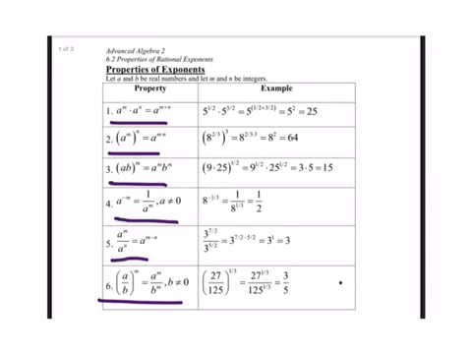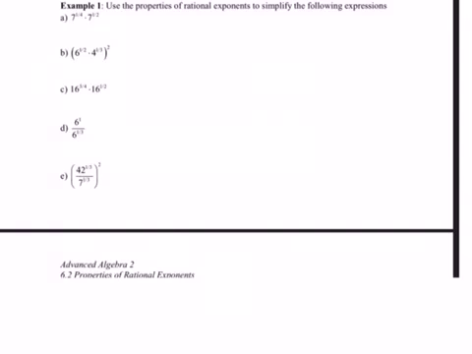So remember, like bases, we multiply them, add the exponents. Power to a power, we multiply the exponents. If I have two pieces raised to the same power, I give that power to everything, and negative exponent, 1 over, and so on and so forth. So hopefully this is something that you remember. So now let's look at our examples here.